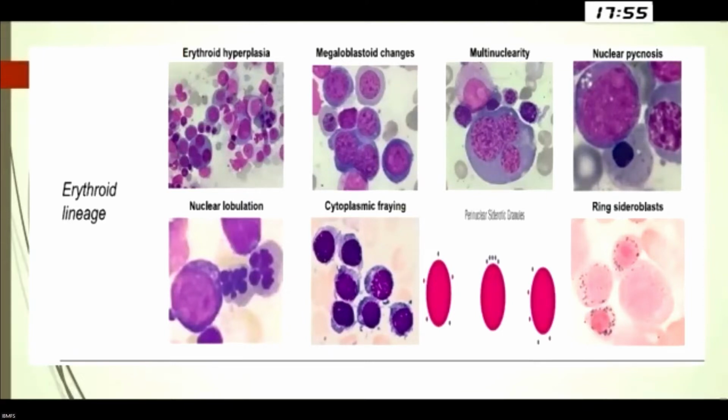A ring sideroblast is an abnormal sideroblast characterized by at least 5 or more siderotic granules in the perinuclear region covering at least 1/3 of the circumference.